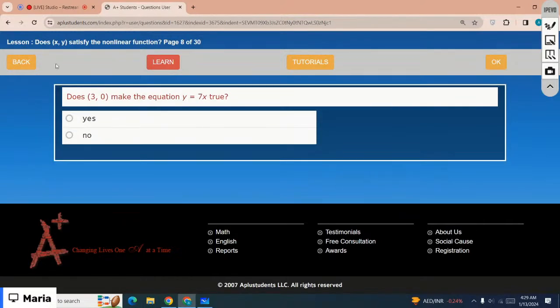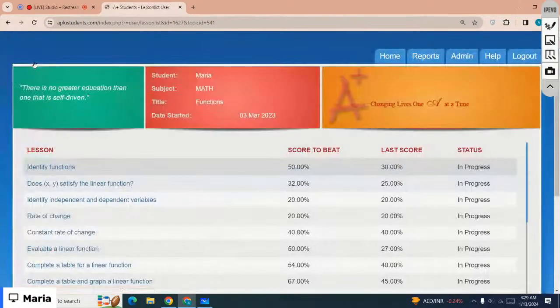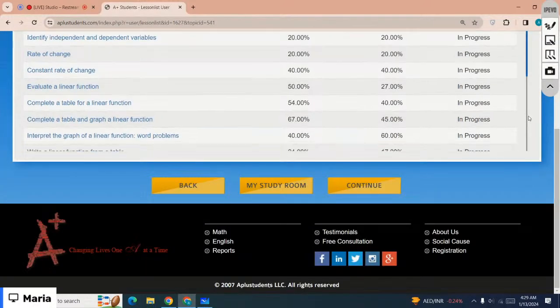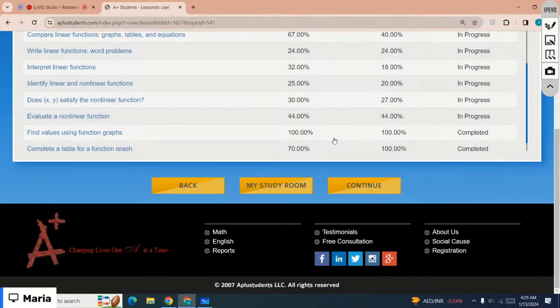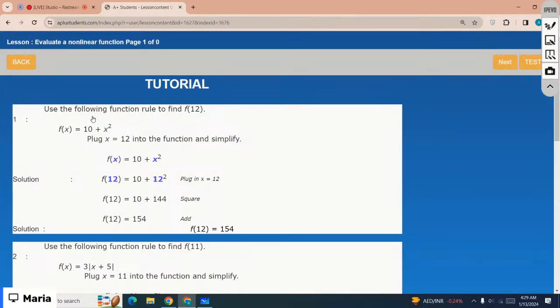Okay, you can complete the lesson by yourself later today. Let me just move on to the next lesson, and the next lesson is evaluate a nonlinear function, right? How do we evaluate the nonlinear functions? Let's just see.